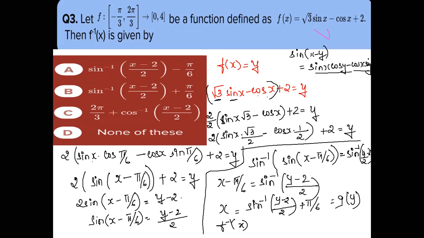So what should we do? Replace y with x. So what is my correct option? Sine inverse of x minus 2 by 2 plus pi by 6. So which is the correct answer, students? Option B. Yes, good. So now we'll move on to the next question.